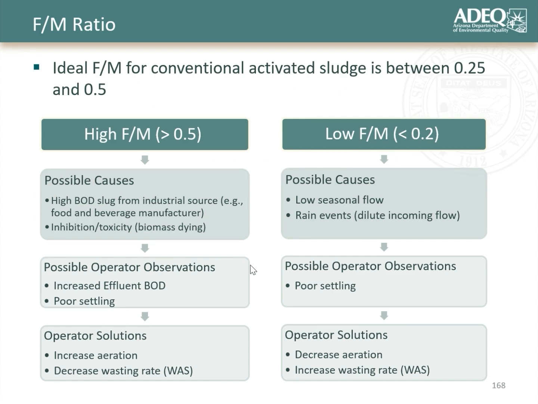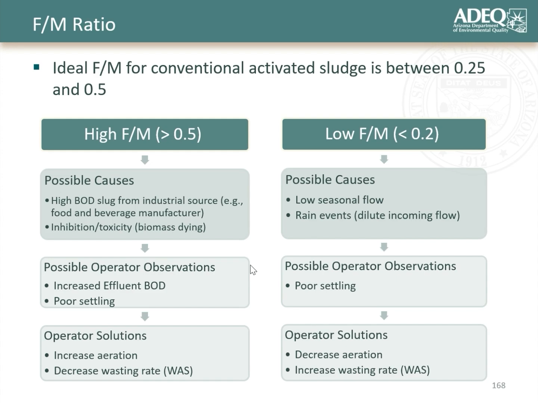But let's say you have a situation in which you have a high food to microorganism ratio. You do the analysis, you have greater than 0.5. What are the possible causes? Number one, maybe all of a sudden you have a high BOD slug coming from an industrial source. It's causing a high amount of BOD, higher than what you expected. That is one potential way that could happen.